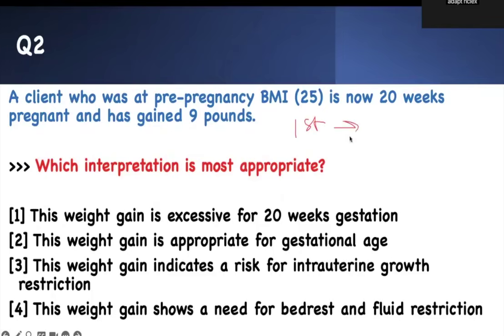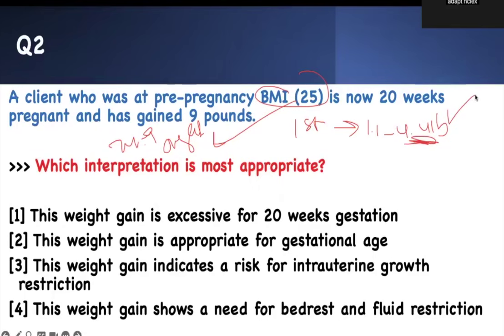Whenever you're at first trimester, everybody, no matter your BMI, you're going to gain 1.1 to 4.4 pounds. Everybody is going to gain this, whether you are overweight, underweight, obese. At 25, she's slightly overweight. 24.9 is normal BMI, so it does not matter. After the end of the first trimester, she can gain a maximum of 4.4. So when you're doing the calculation, assume she gained the maximum 4.4.